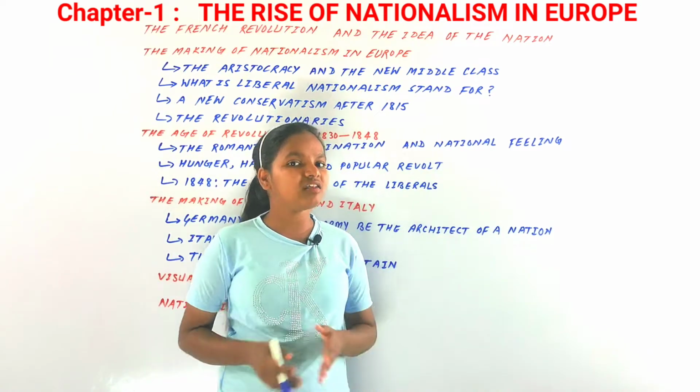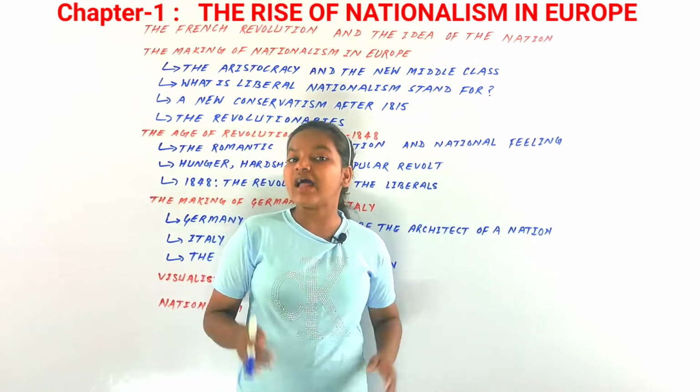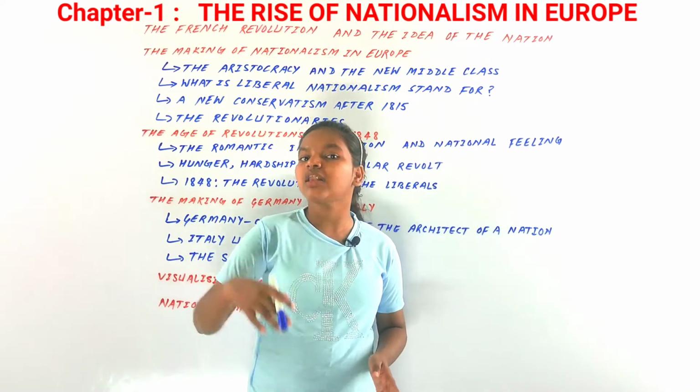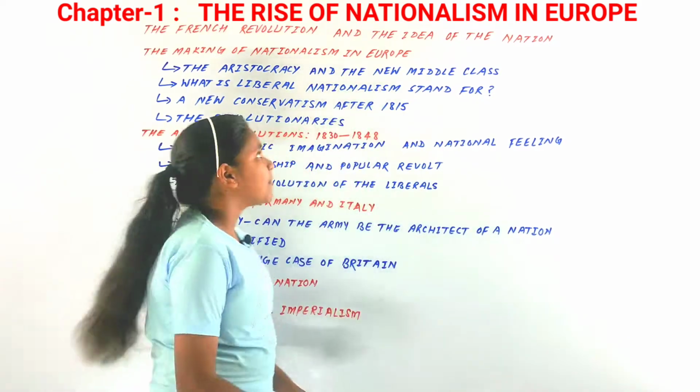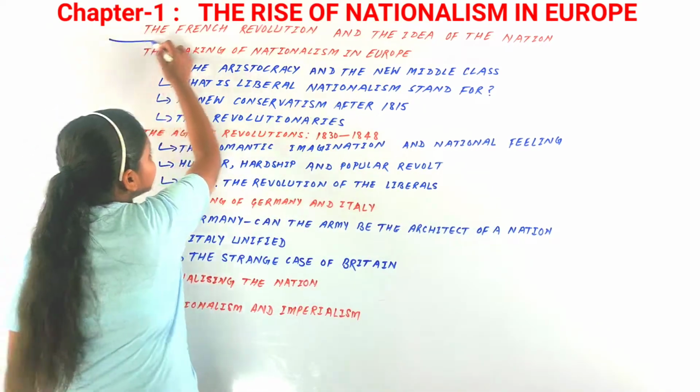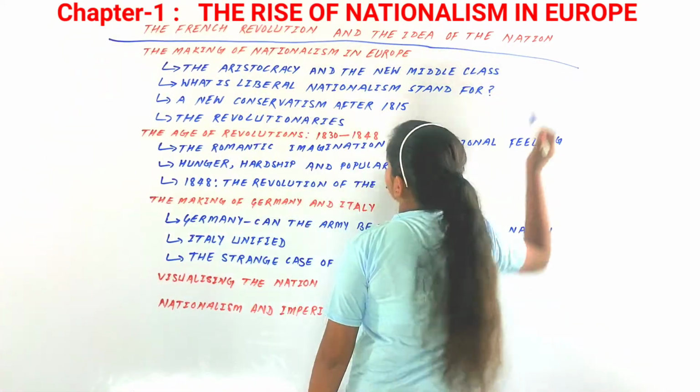So you could say that all these things are about nation states, and in this chapter we are going to discuss nationalism in Europe. So let's start our chapter with our first topic, that is the French Revolution and the idea of the nation.